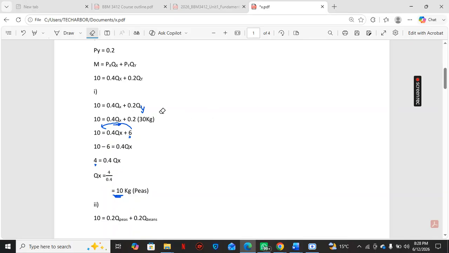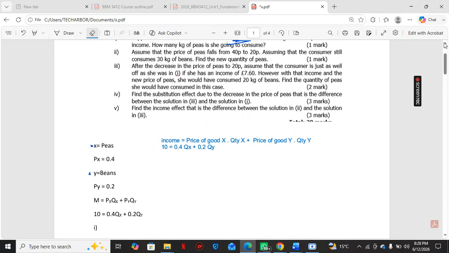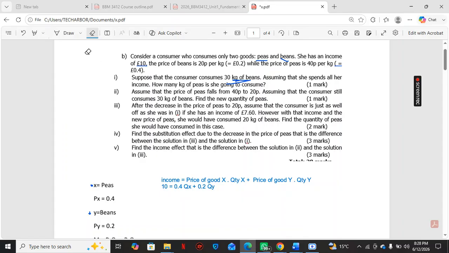All right, scenario 2. Assume the price of peas falls from 40 pence to 20 pence. Initially Px, the price of peas, was 0.4. Now it has dropped, Px equals 0.2, 20 pence. Assuming that the customer still consumes 30 kg of beans, find the new quantity of peas.